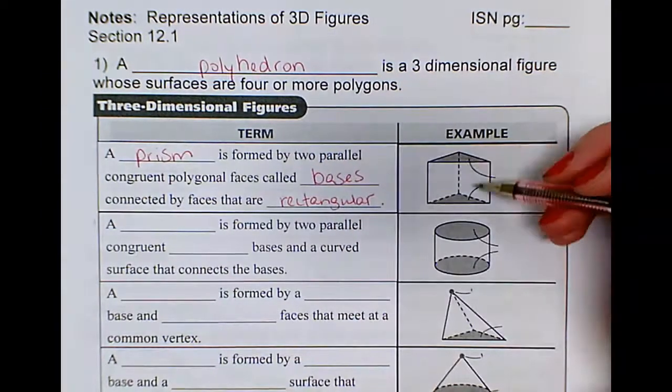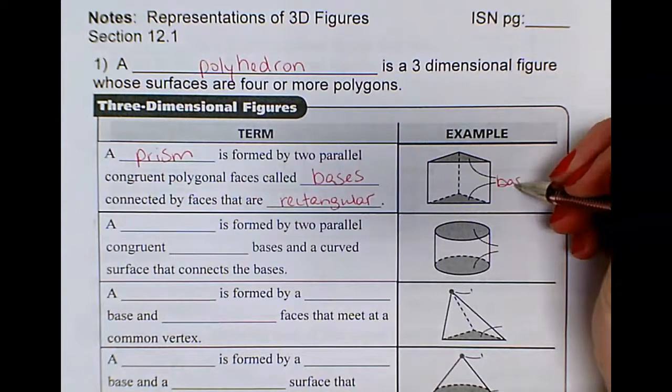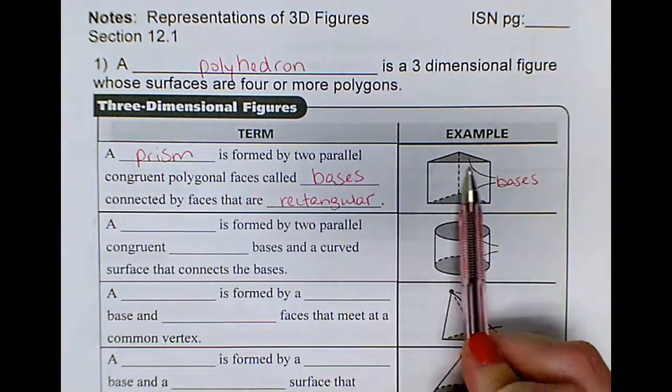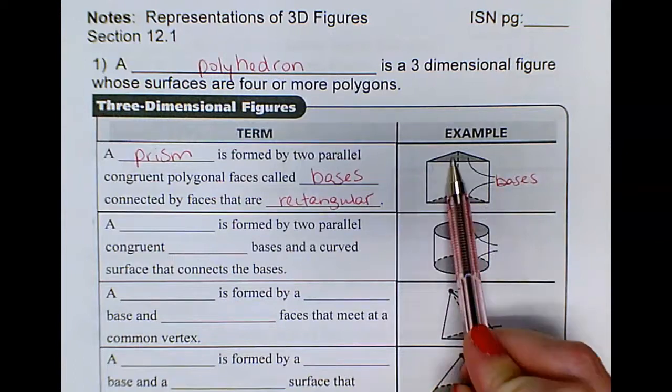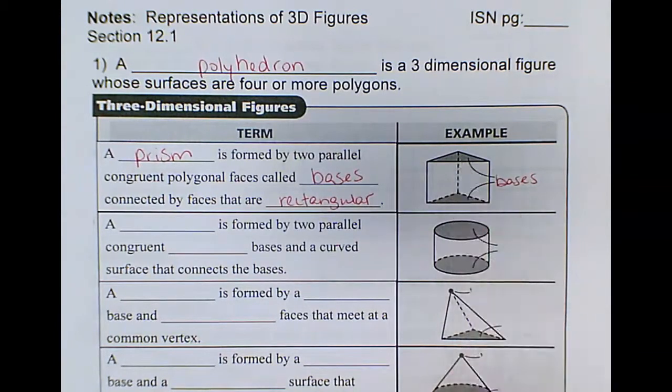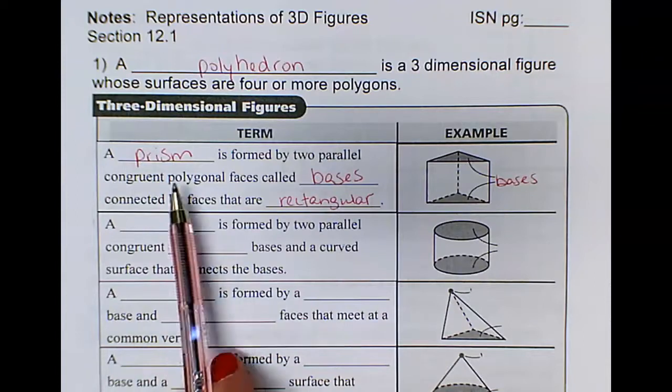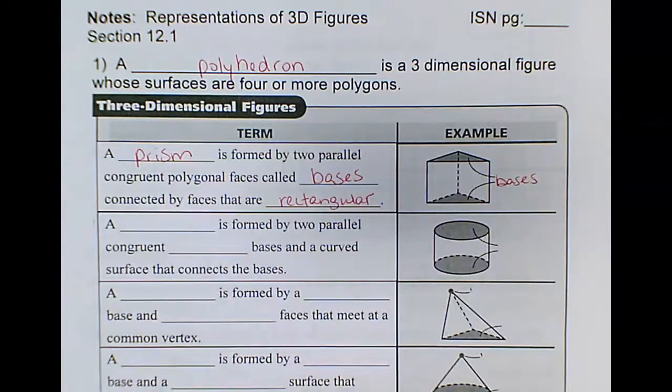So these are the bases. And then these light gray figures that you see here, here, and here, those are all the rectangular faces. So today we're going to talk about a lot of adjectives for the shapes that you've been studying. The adjective for something that is in the shape of a rectangle is rectangular. The adjective for things that are in a polygon shape is polygonal. So we're going to be talking about the adjectives for those shapes today.